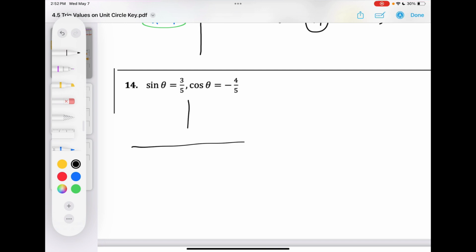14. Step 1, locate my picture. Seeing is believing. What do we know about my sine? Sine is positive, cosine is negative. What will be my location? It will be quadrant 2 again.